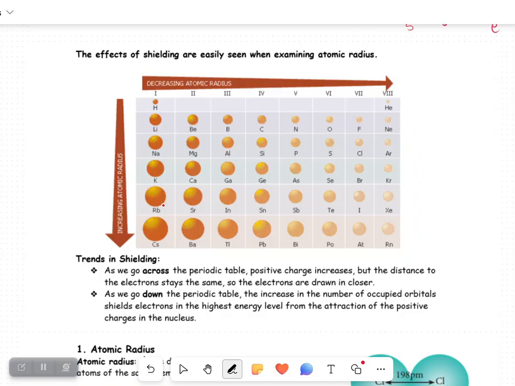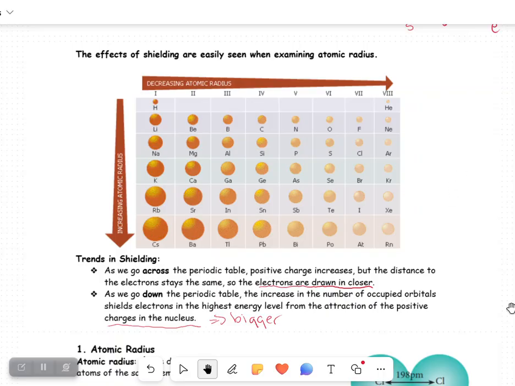However, if we go down the periodic table, we're adding a new energy level every time. And so our valence electrons are getting farther and farther away from the nucleus, and so the radius of the atom is getting larger. Okay, so we can say this formally. As we go across the periodic table, positive charge increases, but the distance to the electron stays the same, so the electrons are drawn in closer. So that's going across. And then going down the periodic table, the increase in the number of occupied orbitals, so energy levels, shields electrons in the highest energy level from the attraction of the positive charges in the nucleus, so it gets bigger.